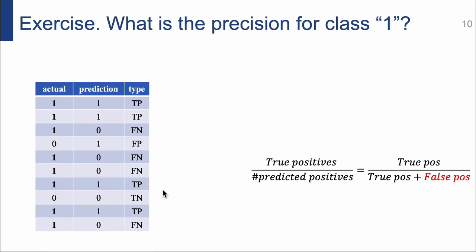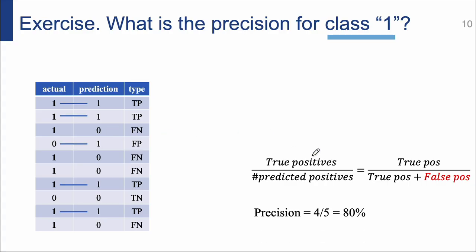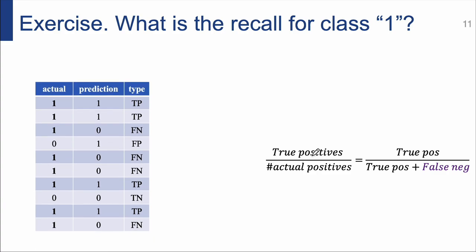Let's see this with another example. In this example, we see the exact data instances: what was the original label or class and the predicted one. Since we want to calculate the precision for class 1, we check only those predicted as 1. There are 5 instances. How many of those predicted as 1 were actually ones? It is 4 out of 5, so 80%.